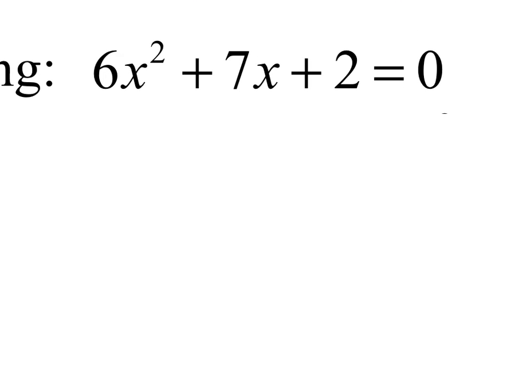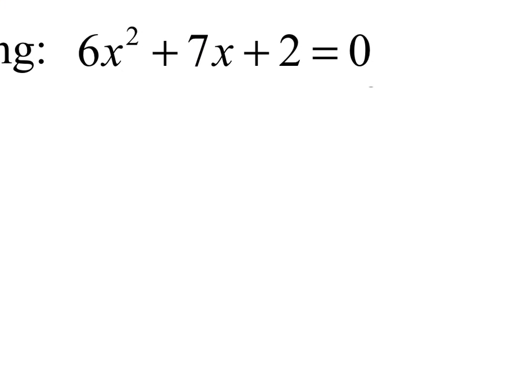Again, we're going to be solving. We've got to find the roots. I know that because this is equal to 0. How do we start? We're going to be multiplying the first term by the third term, or the last term. 6 times 2 is going to give us 12, and we need to figure out which two pairs of numbers that multiply to 12 give us positive 7. So let's go through that right now.